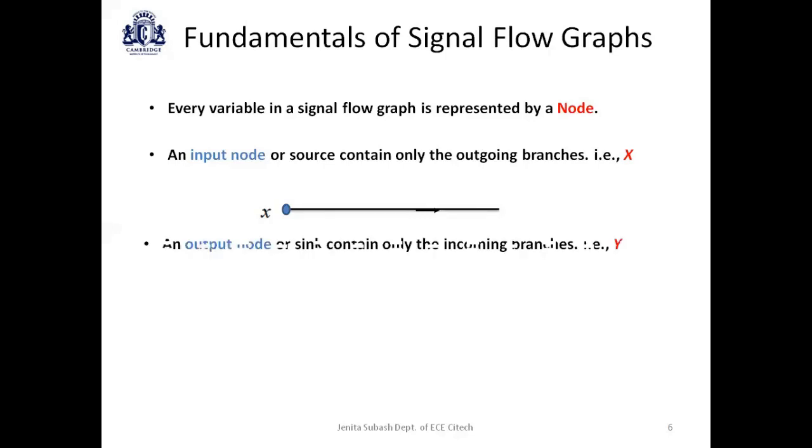An output node or sink contains the incoming branches. For example, if I take a node Y, if it has only incoming branches, then I can call it an output node.